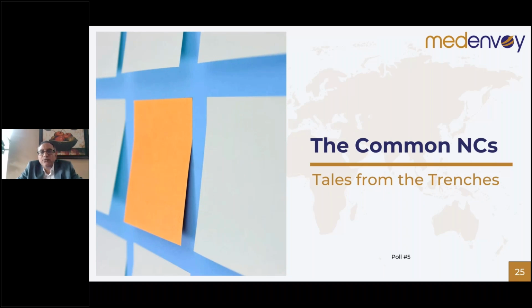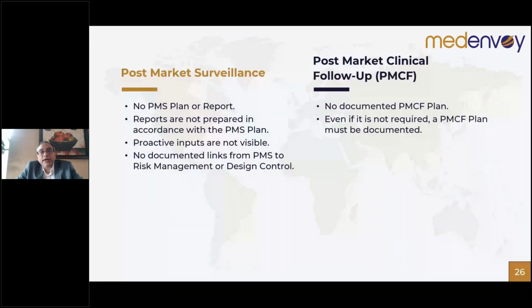I have covered a few potential non-conformities already, but if there is no plan or report, or the plan is not covering all the requirements, or the report is not covering all the requirements, proactive inputs are not visible, or there are no linkages between PMS and risk management or design controls. These are all very common non-conformities that we observe quite frequently. From a post-market clinical follow-up perspective, as I explained, there is no documented PMCF plan. You must have a PMCF plan even if there is no PMCF activity required. These are a few common non-conformities that we experience.